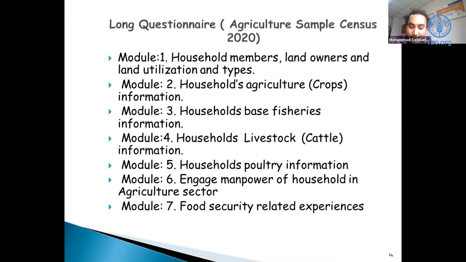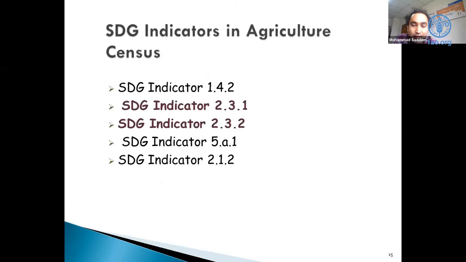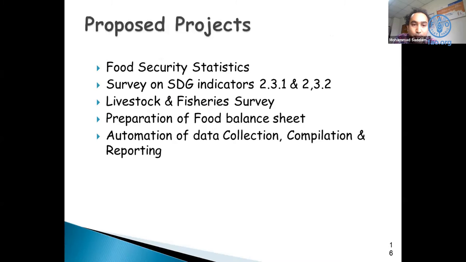And it comes through the agriculture census linked to the SDG indicators. The five major indicators we focused on in our sample census are SDG indicator 1.4.2, SDG indicator 2.3.1, SDG indicator 2.3.2, SDG indicator 5.8.1, and SDG indicator 2.1.2. These five SDG indicators were the focus of our agriculture census. And there is the proposed project related to achieving those SDG indicators.